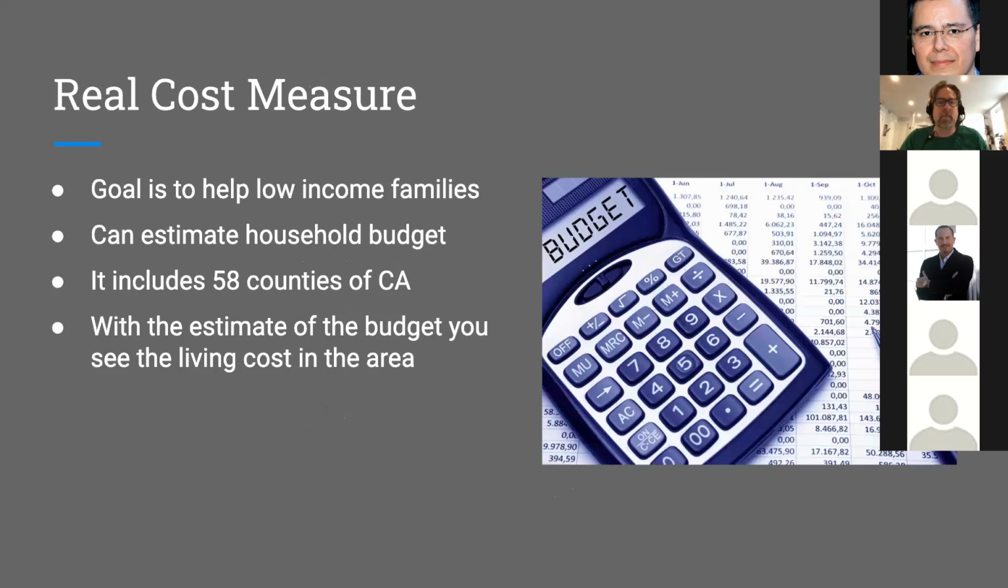So now for the real cost measure part, one of its goals was to help low-income families. The way this app will help is that it will give you an estimate for the household budget depending on their size. The app includes up to 58 counties in California. This app will help people find what their living cost should be based on the county that they live in.